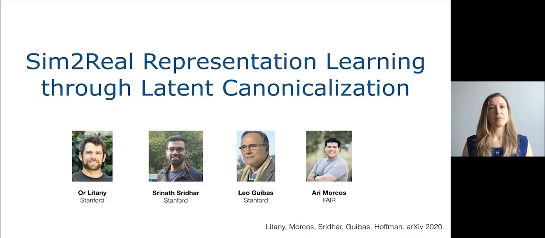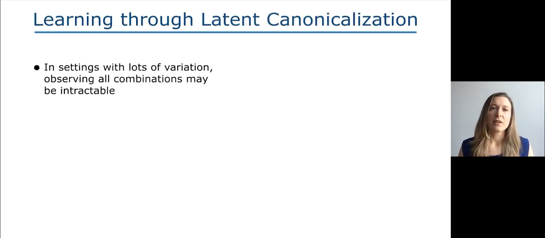So to get started, let's first look at sim-to-real representation learning through latent canonicalization. This is joint work with Aur Litani, Srinath Sridhar, Leo Guibas, and Ari Morkos. And in this work, what we seek to do is look at this question of how do you handle all the different factors of variation that one might encounter at test time, and observe the fact that trying to augment your training data, even in simulation with all these factors and all combinations of these factors, may be intractable.